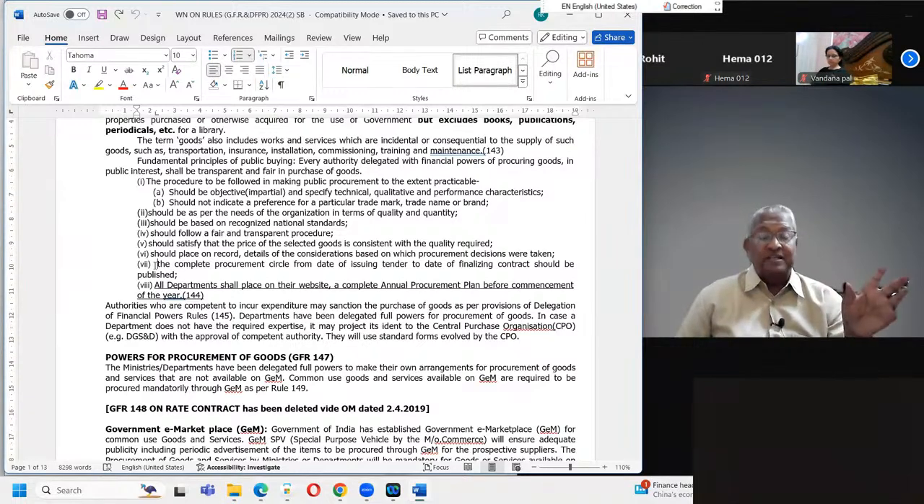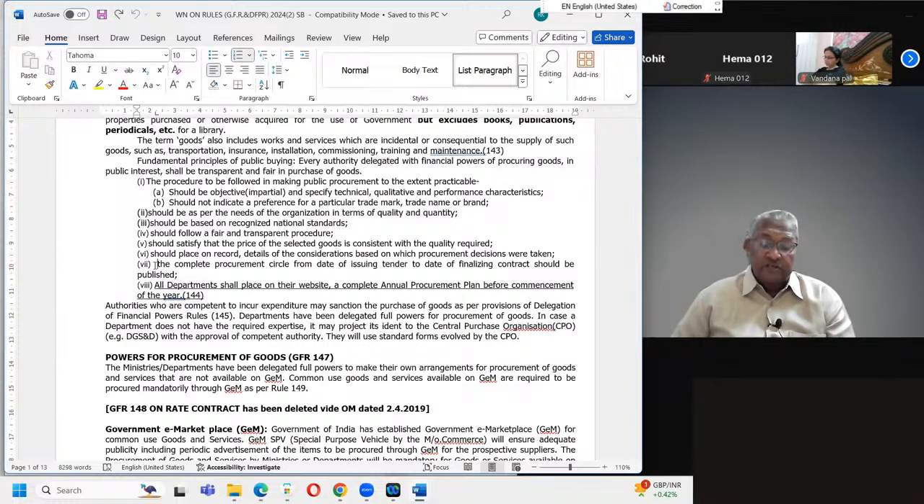तो कैसा कॉन्ट्रैक्ट है, उसमें क्या प्रोविजन, ये सब कुछ ट्रांसपेरेंट होना चाहिए. कुछ भी इधर आके पता करने की जरूरत नहीं होनी चाहिए. एवरीथिंग शुड बी ब्लैक एंड व्हाइट. All departments shall place on their website a complete annual procurement plan before commencement of the year. सब लोग अपनी वेबसाइट में हमें क्या क्या चीज जरूरत होगी, so that those companies who are not registered in the GeM portal, or they are not registered with our department, they will come forward and register their name, so that according to the requirement they may be able to quote the rates.